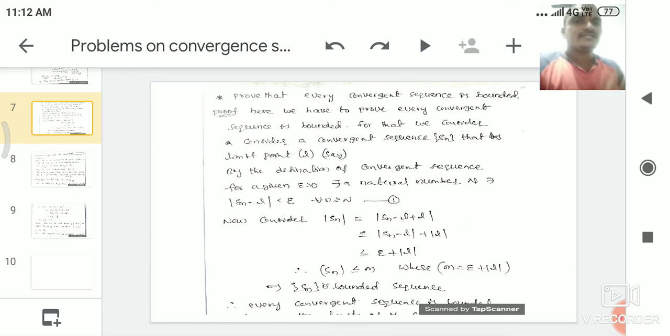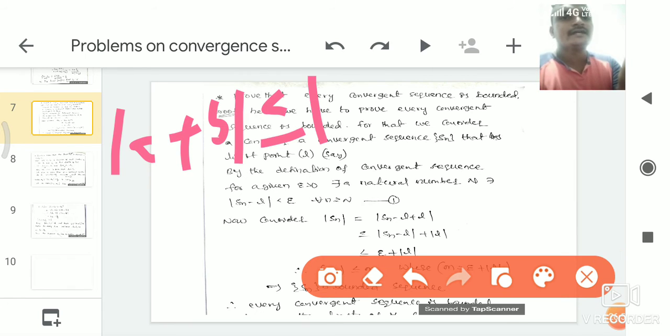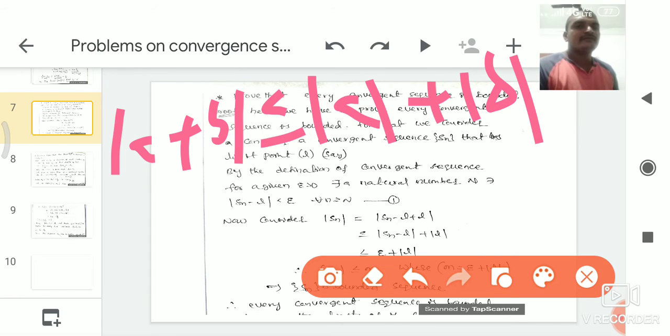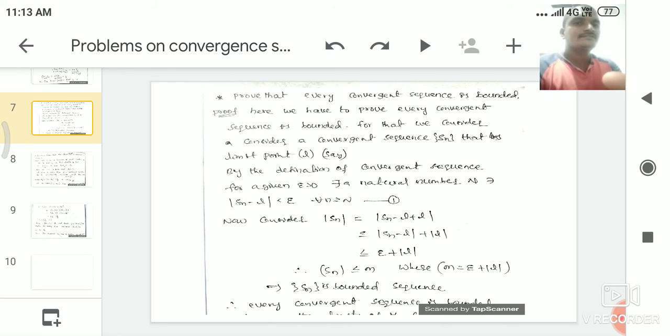Okay. So for that here we consider mod Sn and add and subtract L, that is mod Sn minus L plus L, which is in the form of mod A plus B. We know that mod A plus B is less than or equal to mod A plus mod B. Here we consider Sn minus L is A and L is B. From that we can write it as mod Sn minus L plus L less than or equal to mod Sn minus L plus mod L.